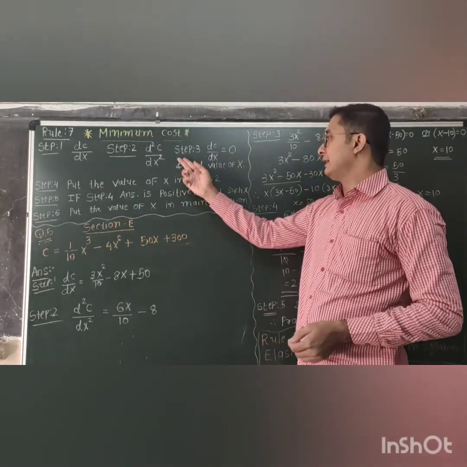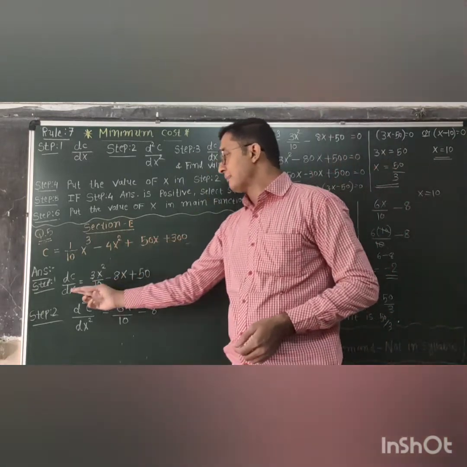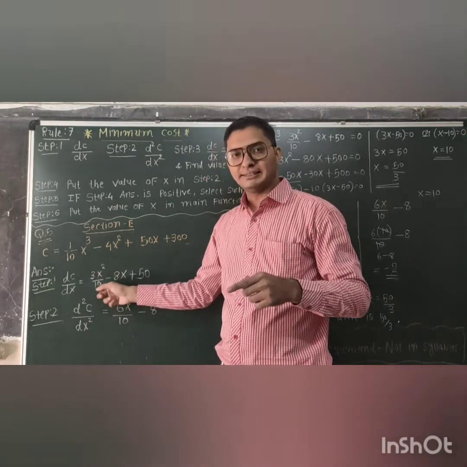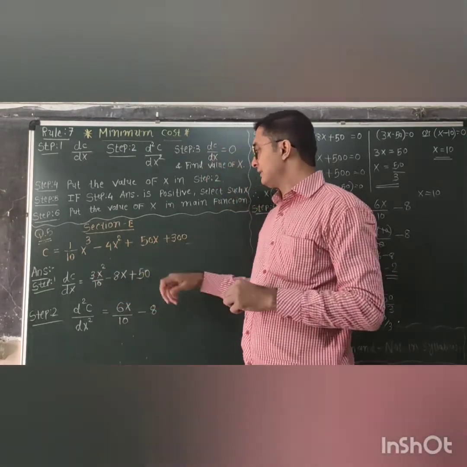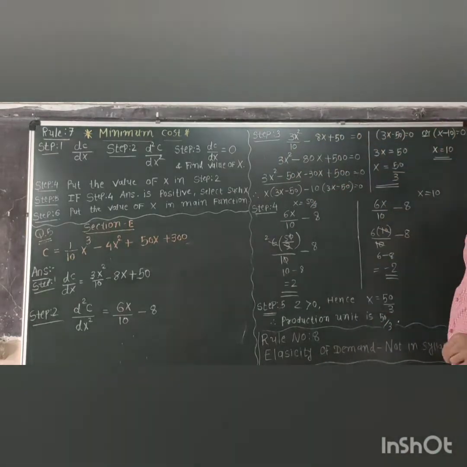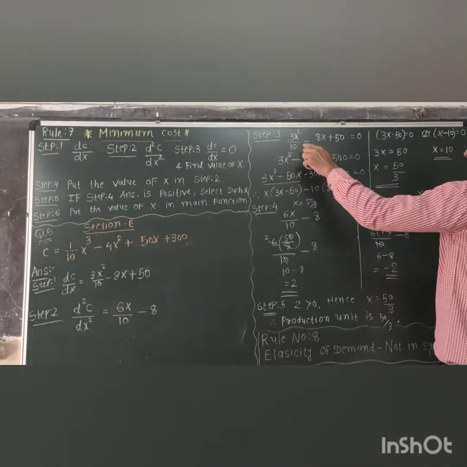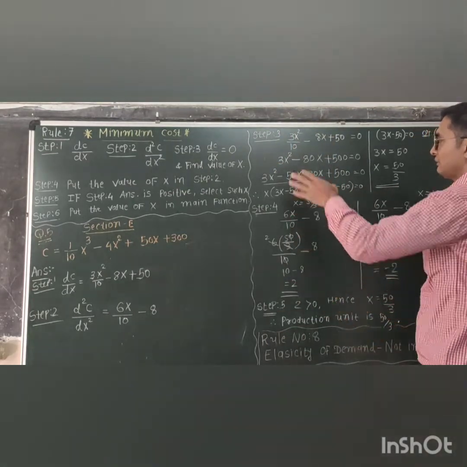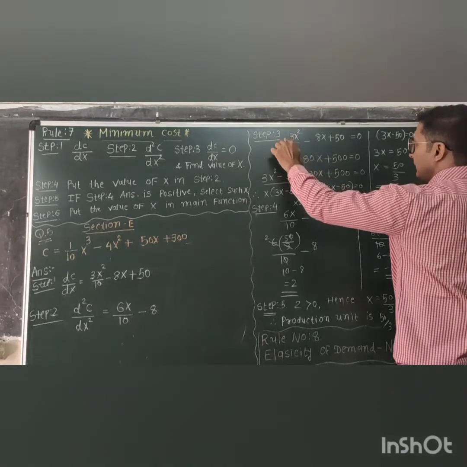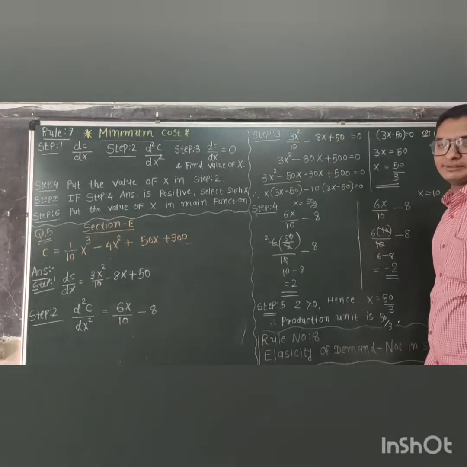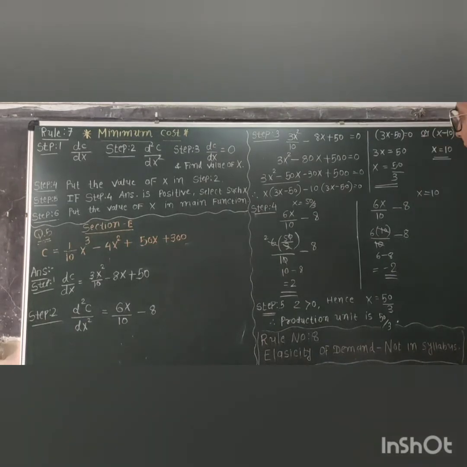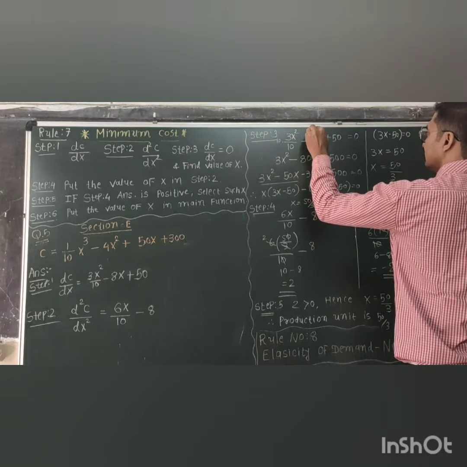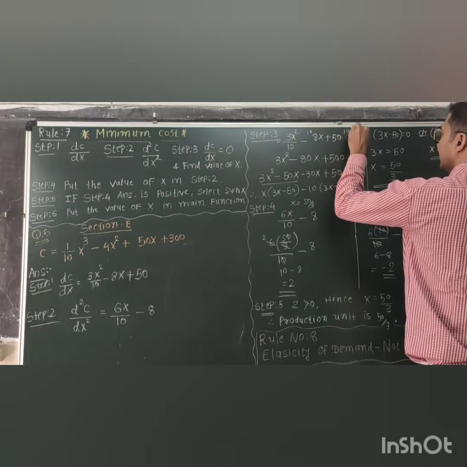Now step number 3: put the value 0 for step number 1, that is, in step number 3, 3x square divided by 10 minus 8x plus 50 is equal to 0. So here in the denominator it is 10. Now if I want to remove 10 from this denominator, then multiply all these values by 10. Let's say I am multiplying all these values by 10, again 10, again 10, and again 10.